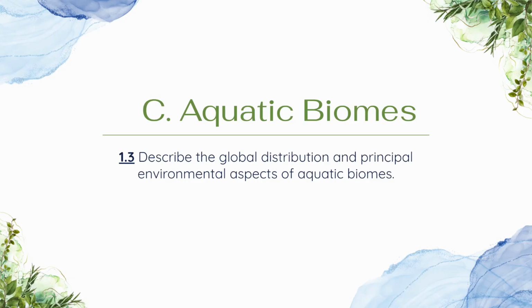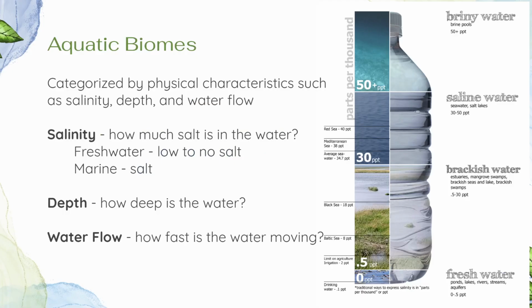Today, we're diving into aquatic biomes. Our learning objective is to describe the global distribution and key environmental aspects of these biomes. Unlike terrestrial biomes, aquatic biomes are categorized by their physical characteristics, such as salinity, depth, and water flow.